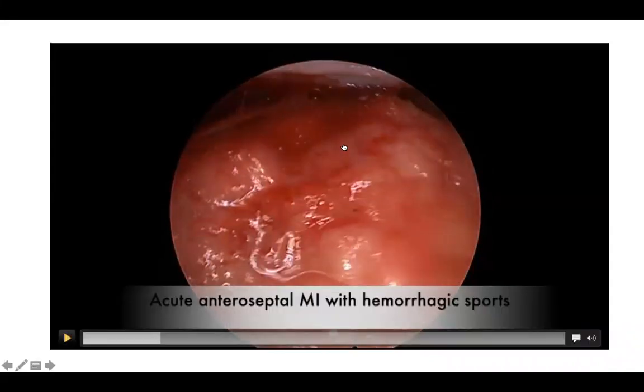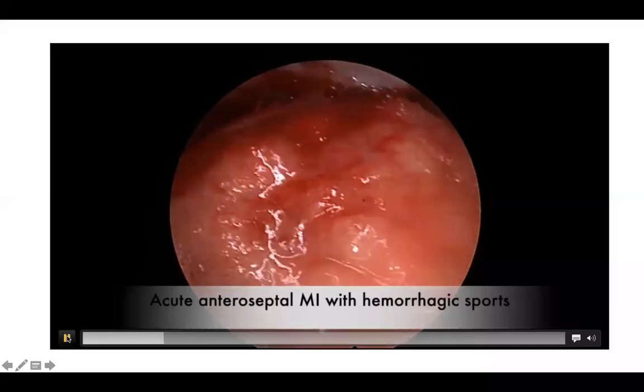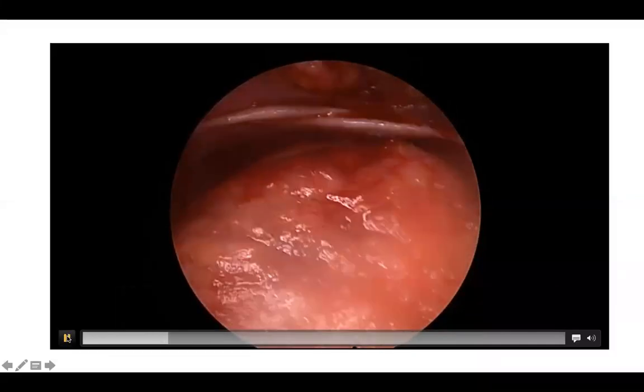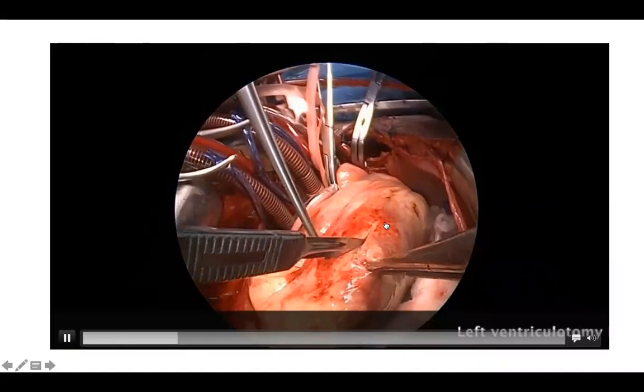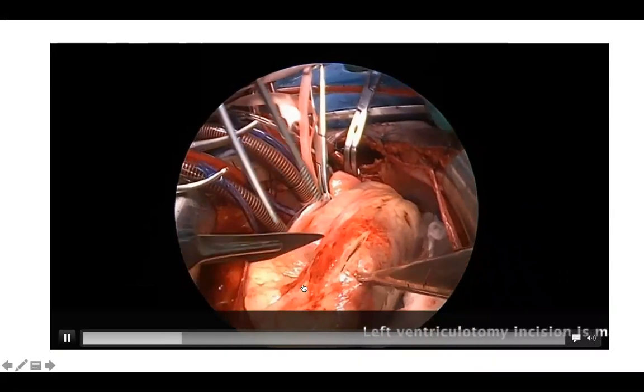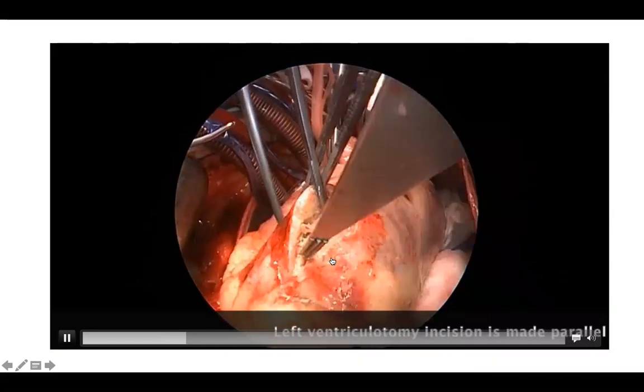You can see it is an acute MI. There are hemorrhagic spots, and it is a very, very fresh MI, I think within 24 hours or so. Then we started opening. This is the LAD area. This is the head of the patient. This is the apex. So we did a large ventriculotomy.